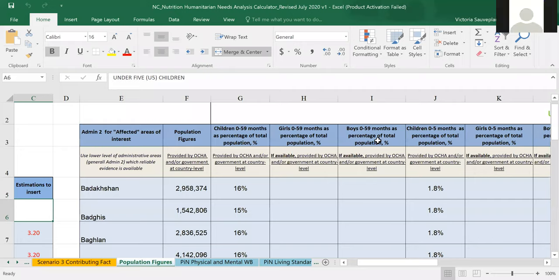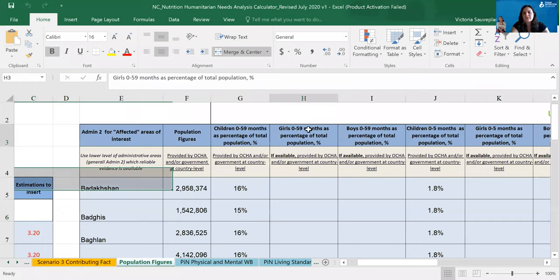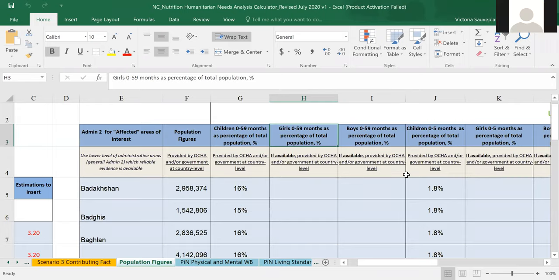Because I don't see this. Can we add more columns, like how many children are disabled children? Yes. You could add columns here. But then you would just have to make sure that you carry over the formulas. You could change this. If you have the number of boys, girls, or disability, you could add columns accordingly. Thank you.